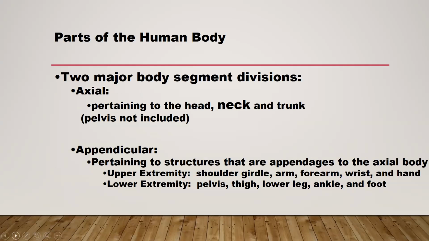Parts of the human body. There are two major body segments and divisions in the body. It's going to be axial and appendicular. Axial means everything in the midline, except for the pelvis. So the head, the neck, the trunk, meaning the spine, everything in the central aspect is going to be axial, versus appendicular is going to be referring to everything else. So the upper body, the lower body, and the pelvis included.